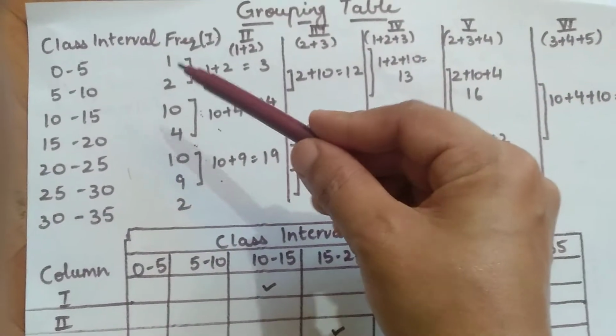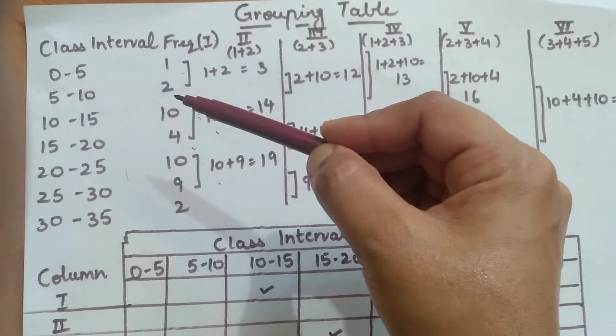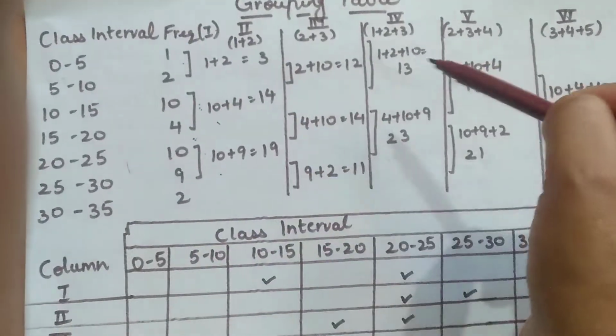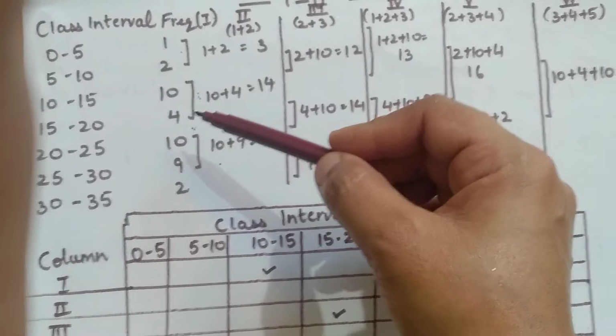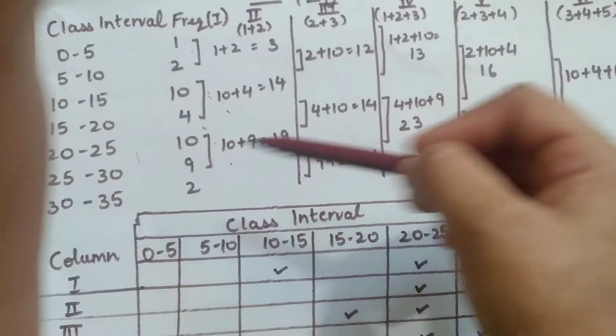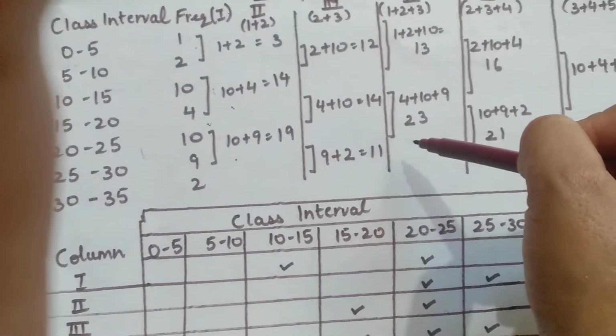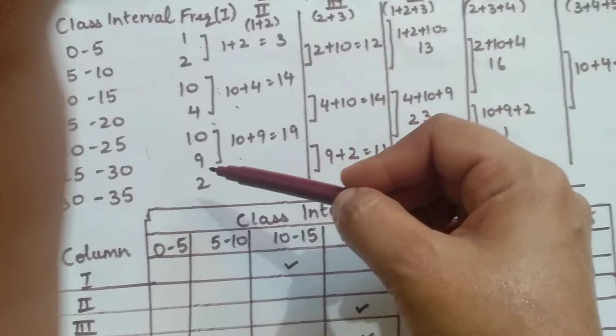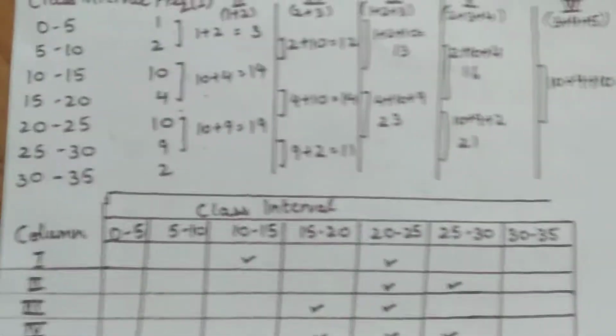In the next column, fourth column, we will just combine the frequency of first, second and third, that is 1 plus 2 plus 10, it comes out to 13. Then 4 plus 10 plus 9, it comes out to 23. Again we are left with 1, we will not take it into account.